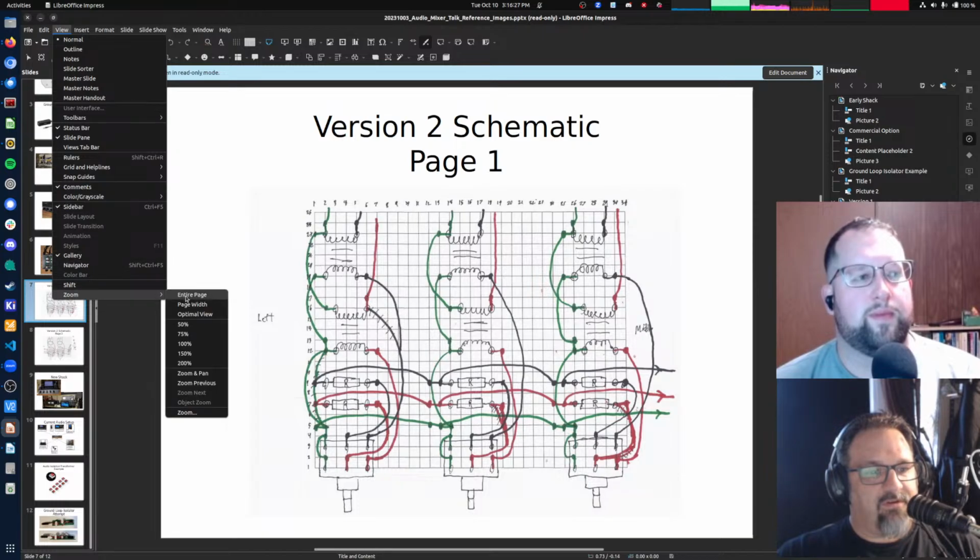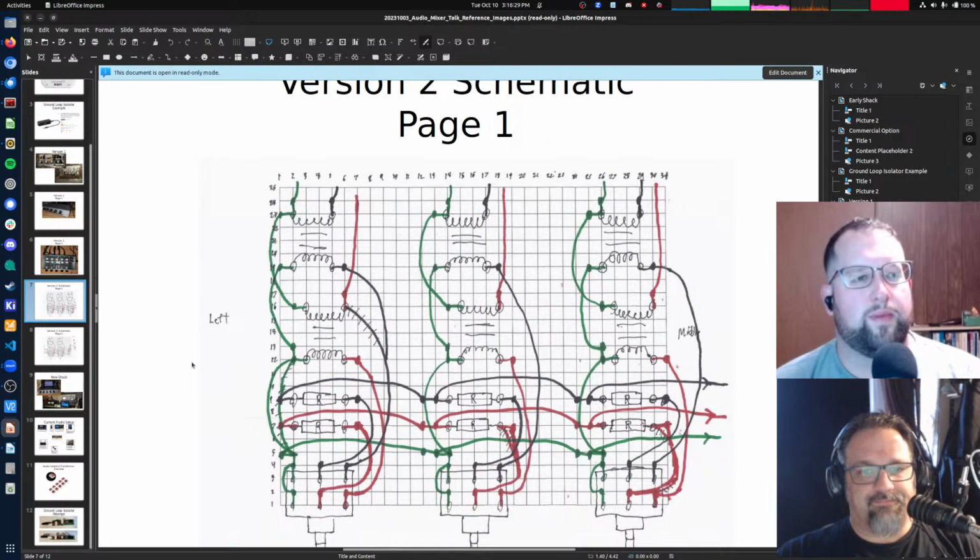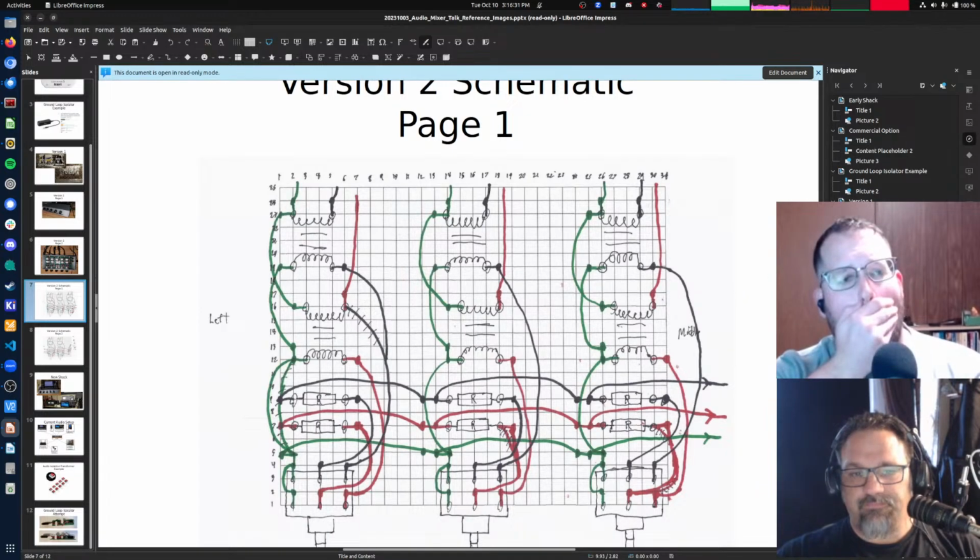Zoom. There it is. 200. That didn't help much. Okay.